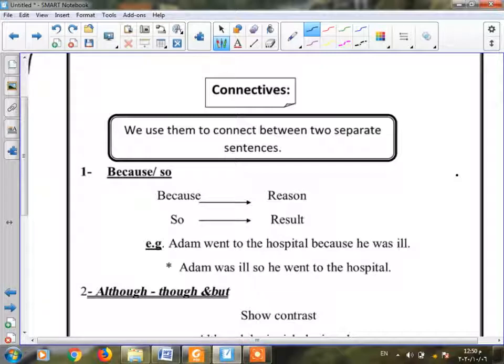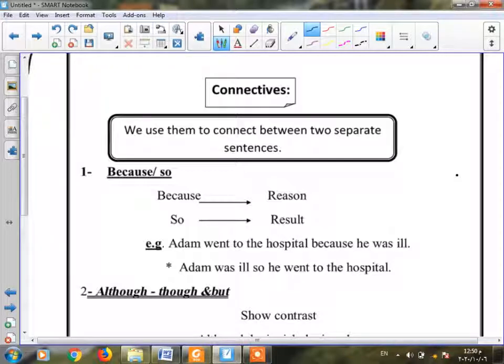What are connectives? They are joining words that are used to join and connect two parts together and make these two parts into one part. As you see, let's read our definition. The connectives are words we use to connect between two separate parts.